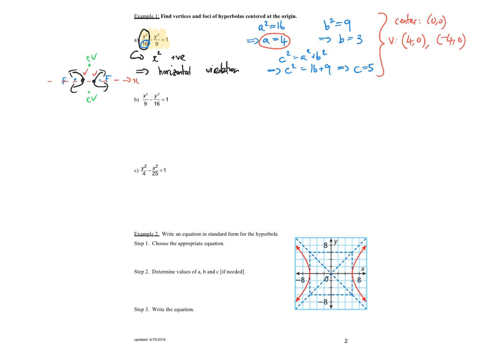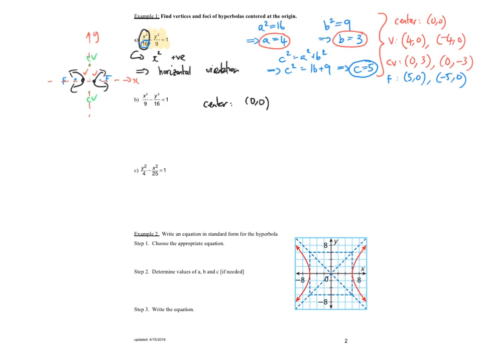We weren't asked to find our co-vertices, but we may as well show off. Co-vertices we were expecting to see on the y-axis, given to us by b, so we'd get 0, 3, 0, negative 3 as our co-vertices. What are our foci? Well, they're given to us by c. They lie on the x-axis, so we'll have 5, 0, and negative 5, 0. And we're done. So for those particular points, it's really not that much different of a calculation than it was for our ellipses. I'm going to skip the working for part B because it's very similar to part A, but I will tell you the end result.